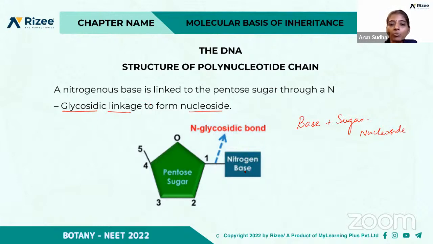So a nitrogenous base is linked to the pentose sugar. There is a 5-carbon sugar which may be ribose or deoxyribose. So the nitrogenous base is linked to the pentose sugar through an N-glycosidic linkage to form a nucleoside. Okay.